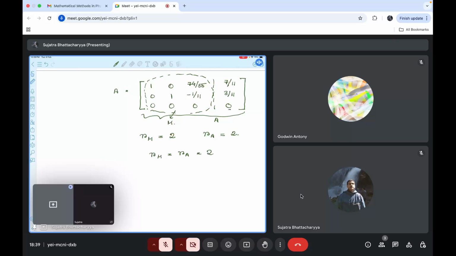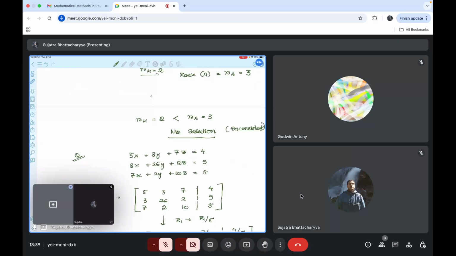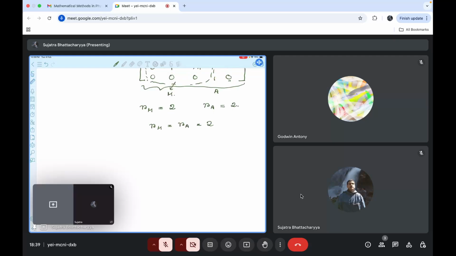Great. Two possibilities if Ra and Rm are equal. One is that you will get a unique solution, or you will get infinitely many solutions. So what is this case? You know that there are three unknown variables here, x, y, z. There are three unknowns. But the rank comes out to be 2. So 2 is less than n, which is equal to 3.